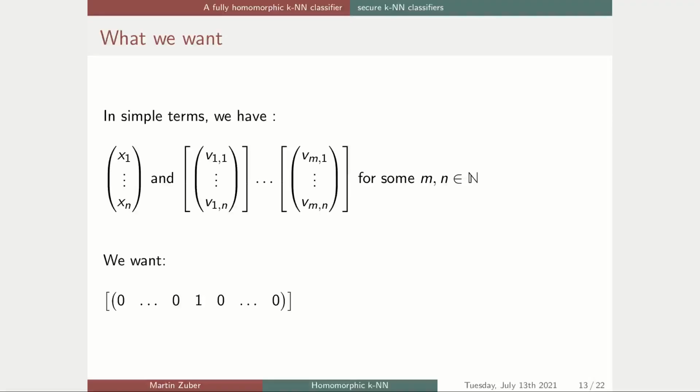So, in simple terms, what we have is one clear vector, which is the new vector to be classified, and a bunch of encrypted model vectors, which corresponded in our case to the voters that were already affiliated. And what we want is an encrypted vector with a whole lot of zeros and just k ones at k indices, which are the indices of the k nearest neighbors.